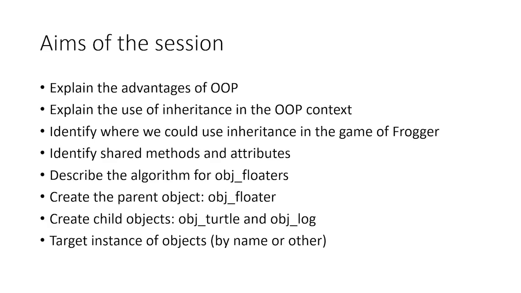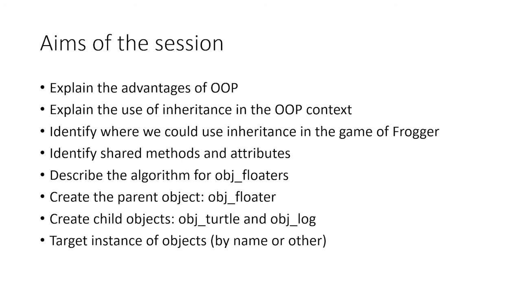So just to reflect on what we've done, we've explained the advantages of OOP, object-oriented programming. Basically, it's a way of breaking down complex problems into simple objects, identifying their attributes and their methods. We can use inheritance in an OOP context. We can make a parent object, and the children objects off that inherit the methods and the attributes. We can then tweak the methods and the attributes of the children. We've identified where we could use inheritance in the game of Frogger. We've looked at vehicles and the floating objects.